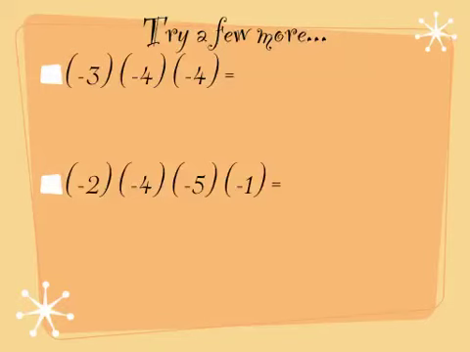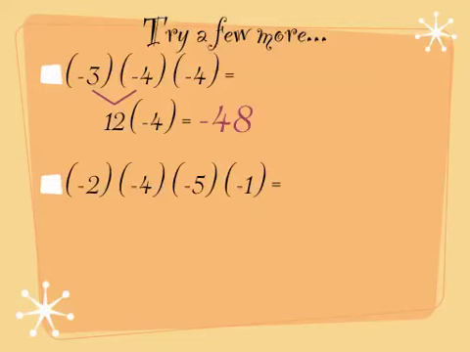So the first two numbers that we see are negative 3 and negative 4. A negative 3 times a negative 4 is going to give me a positive because we have two negatives. Multiplying two negative numbers gives me a positive, and 3 times 4 is 12. Notice I'm bringing down multiplying by the remaining negative 4. So now I need to multiply a positive 12 times a negative 4. A positive times a negative gives me a negative, and 12 times 4 is 48. So my answer is negative 48.